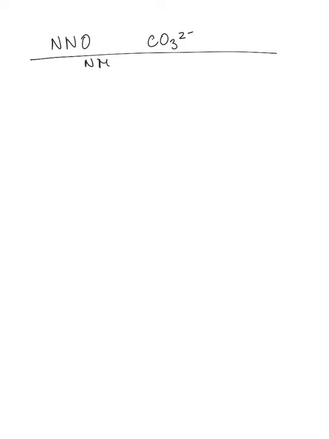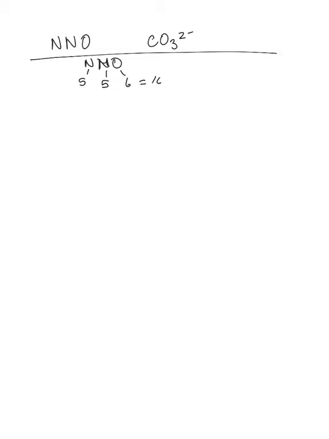Alrighty, so the first thing we do whenever we do a resonance structure is we add our number of electrons together. So N is going to have 5 valence electrons, this N is going to have 5 valence electrons, and O is going to have 6. That's going to give us a total of 16 electrons.